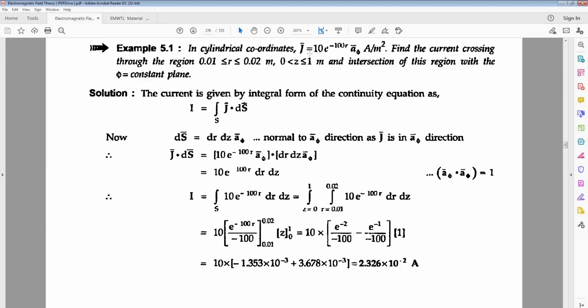In cylindrical coordinates, J bar is equal to 10 into e power minus 100 R a phi bar ampere per meter square. Find the current crossing through the region in the range of 0.01 to 0.02 meters, and Z is 0 to 1, an intersection of this region with the phi constant plane.